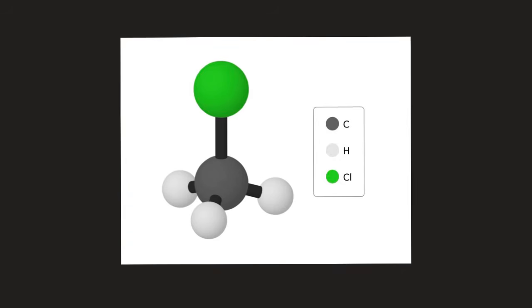Let's try one more. So here we can see that we have the elements carbon, hydrogen, and chlorine. So how many carbons do we have? 1. How many hydrogens do we have? 1, 2, 3. How many chlorines do we have? 1. So we would write this as CH3Cl, because we have 3 hydrogens.